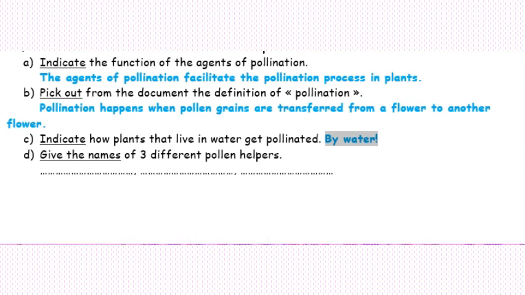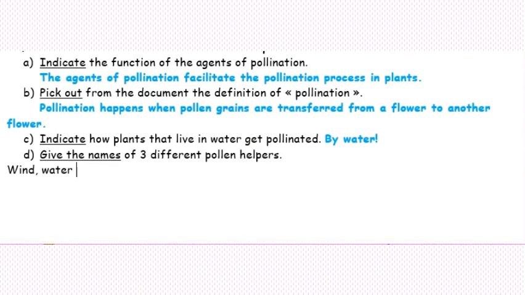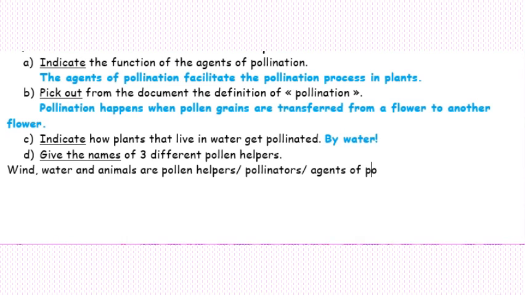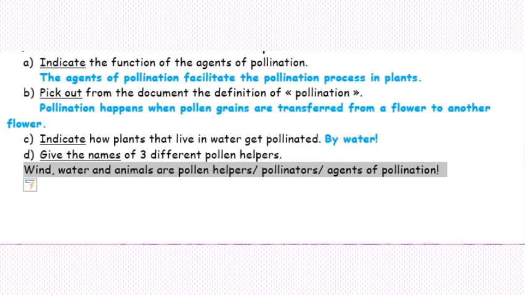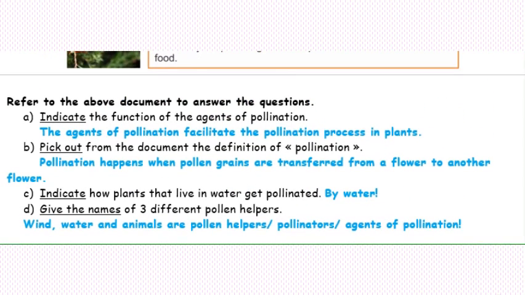Give the names of 3 different pollen helpers or agents of pollination. Without looking at the document, we know that wind, water, and animals are pollen helpers, or we call them pollinators, or agents of pollination. So they have different names for the same function. They pollinate plants. During pollination, pollen grains are moved from the anther, from the male part to the female part. We're done.